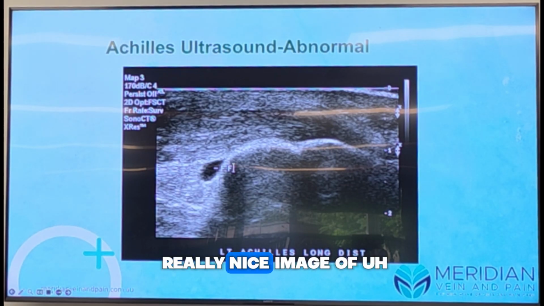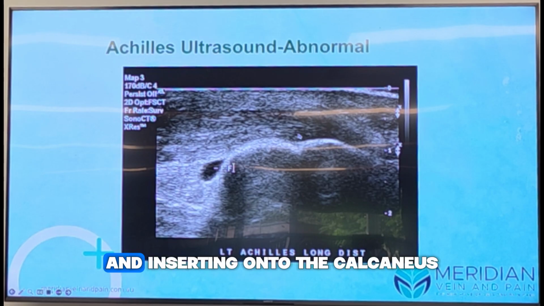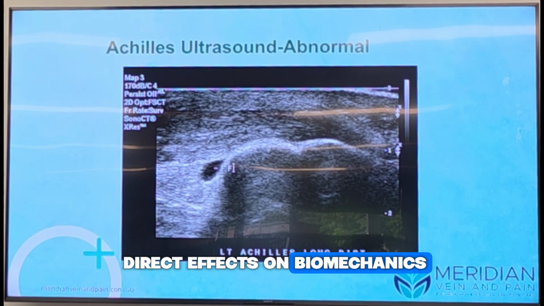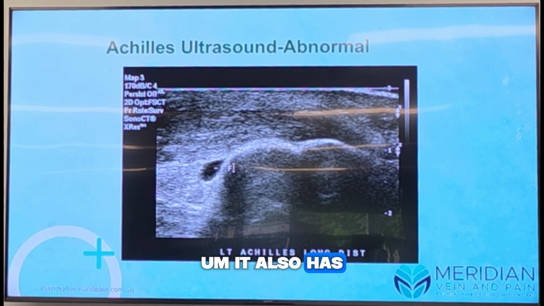This is a really nice image of the insertion site. So you've got the Achilles tendon going in and inserting onto the calcaneus. Depending on how nerdy you are, you can find out how low the insertion can be, and that also has direct effects on biomechanics. It also has direct implications for how much impingement is occurring there.